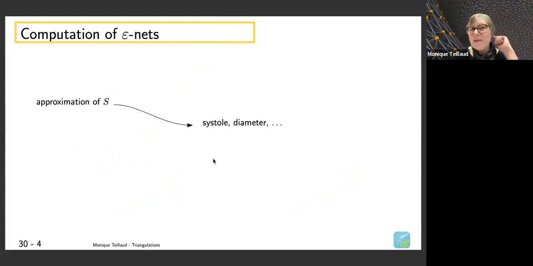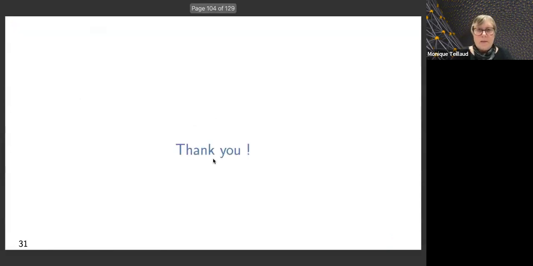And so the motivation for those epsilon nets would be to be able to compute at least approximations of some values that we are not able to compute exactly. Like the systole, I mentioned the systole, the diameter is also something that we cannot compute exactly so far. So having a good approximation by an epsilon net should allow us to compute approximate values for those parameters on the surface. And that's it. So I think I'm just in time.